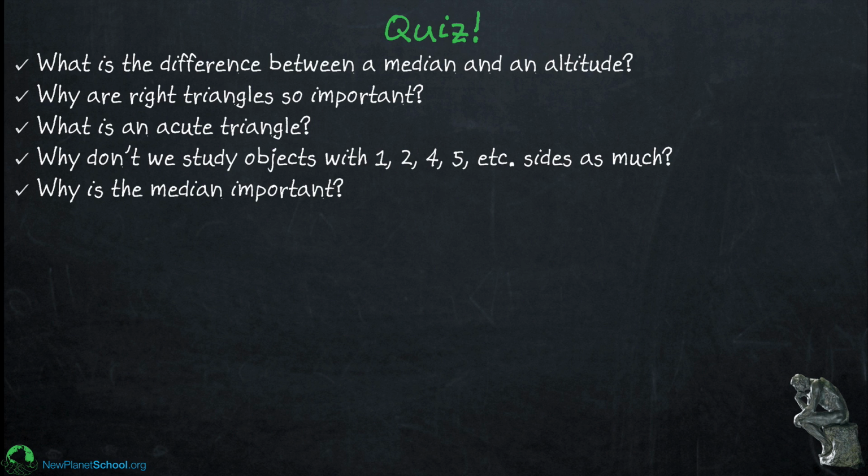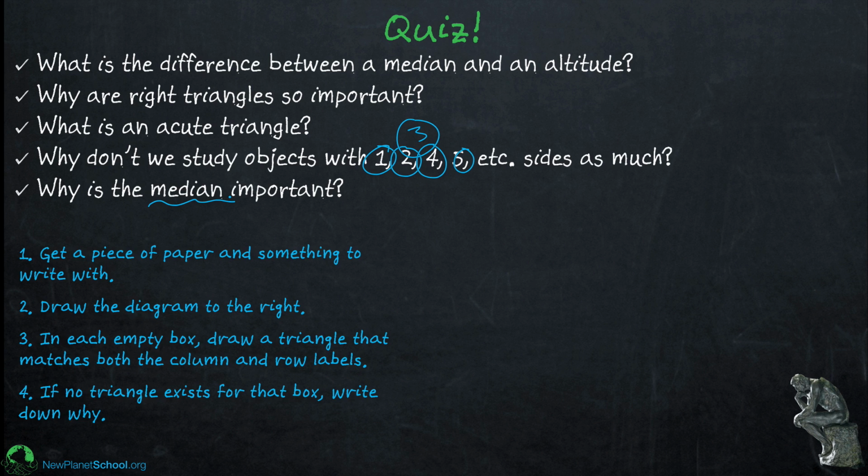Also, why don't we study objects with numbers of sides that are 1 and 2 and 4 and 5? Why do we settle on 3? Why is 3 the right thing to do? Why do we study trigonometry? Why is the median so important? And if we know properties of the median, what do we know about the triangle? What can we do with it?